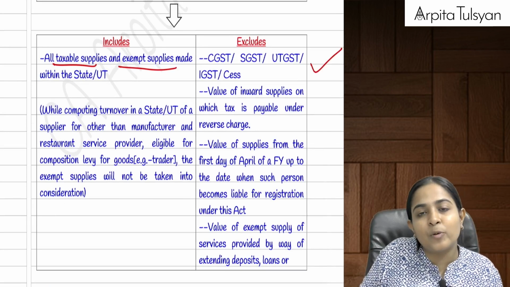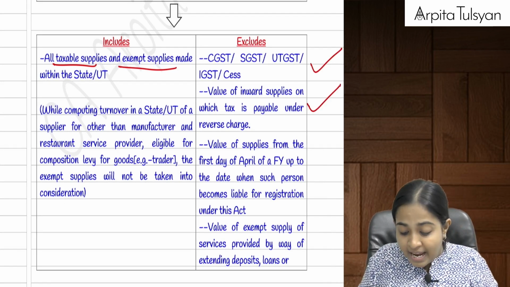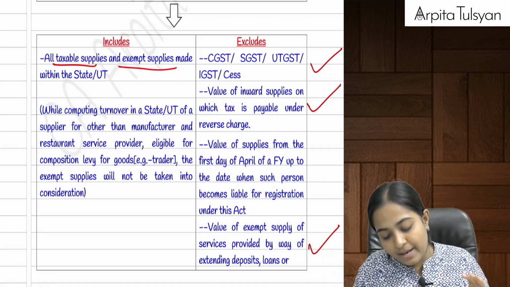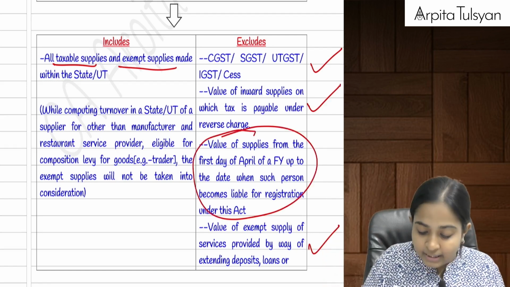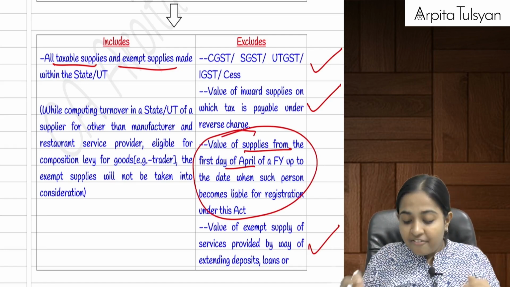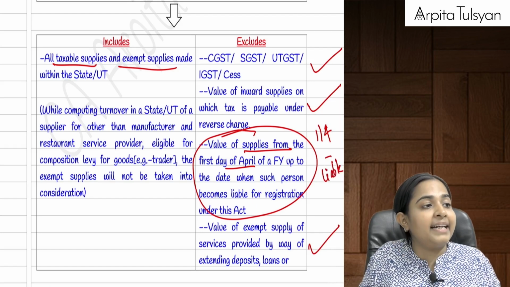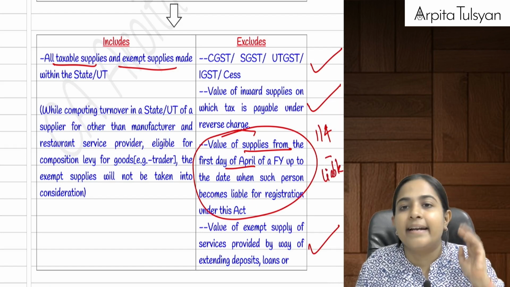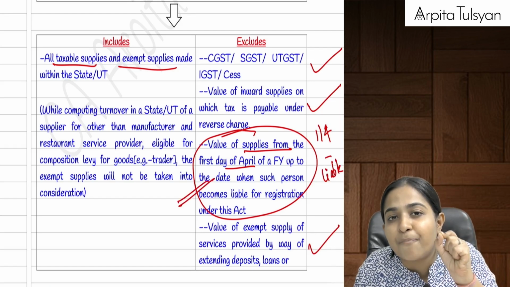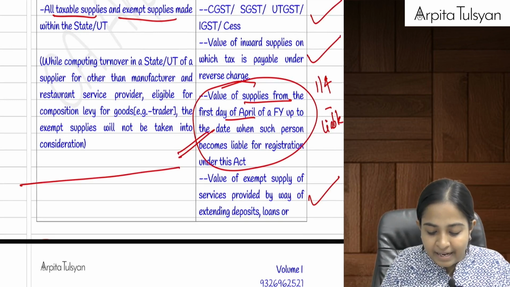What will be excluded? GST taxes will be excluded. Inward supplies on which we paid tax under reverse charge will be excluded. Loans, deposits, advances where the consideration is in the form of interest or discount will be excluded. And one more thing that will be excluded is the value of supply in the current year from 1st April till the date we became liable for registration. This has to be excluded for the purpose of payment of taxes. Okay, now I'll just explain with the help of a simple example, everyone here.